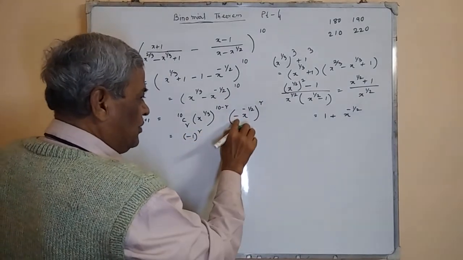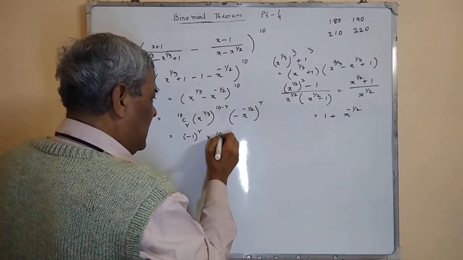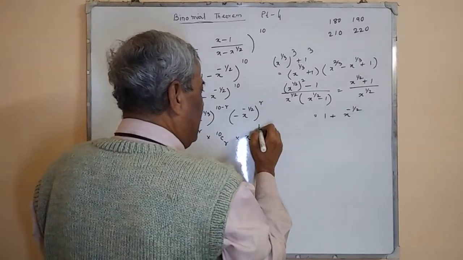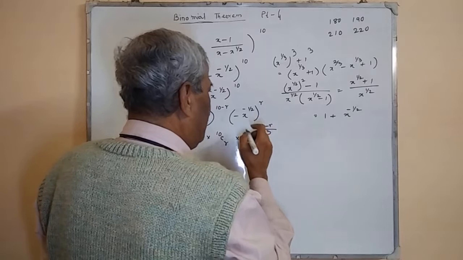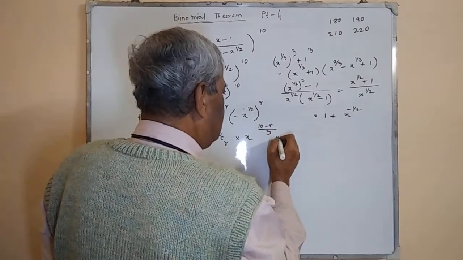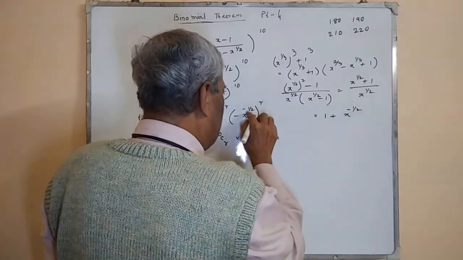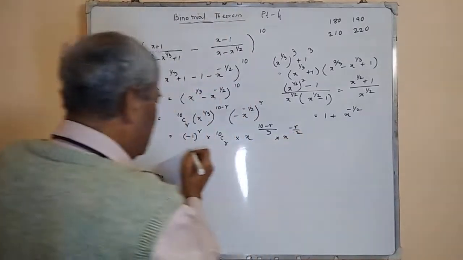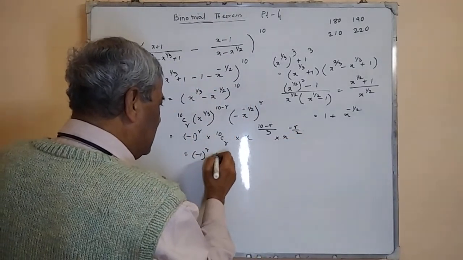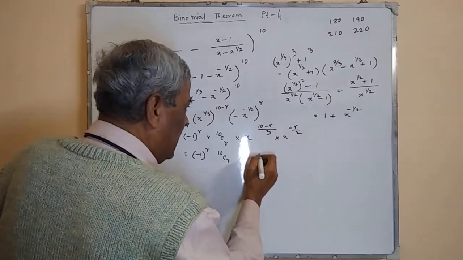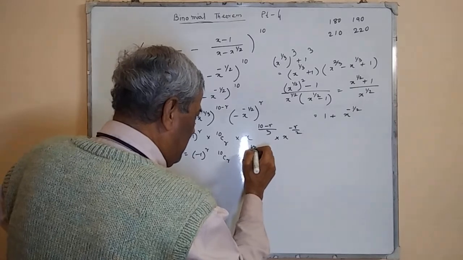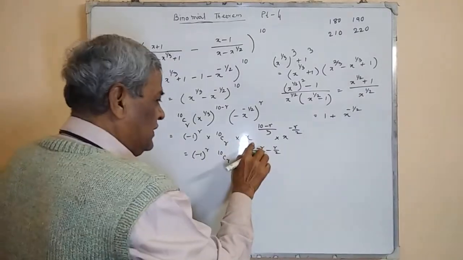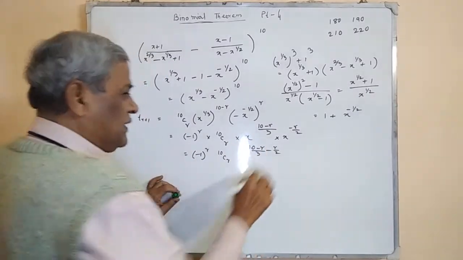into x to the power (10 minus r) by 3 into x to the power minus half into r, is equal to minus 1 to the power r, 10Cr, x to the power (10 minus r) by 3 minus r by 2. Because this is independent of x, that must vanish.